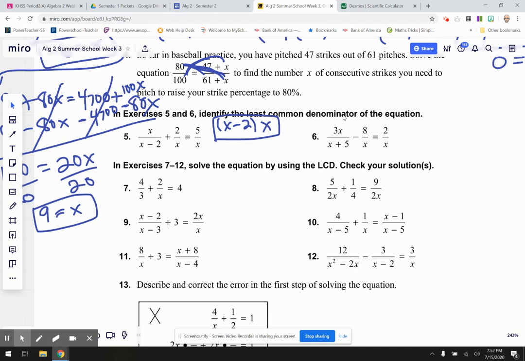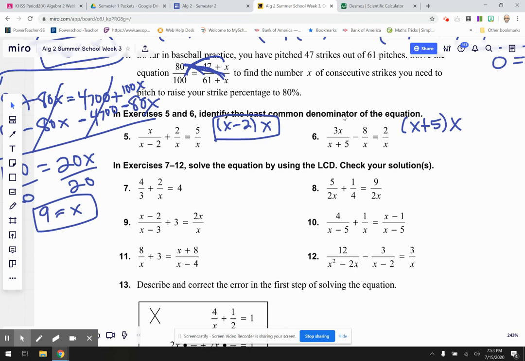In number 6, I need an x plus 5 to cancel out this denominator. And I need an x to cancel out the other denominators. So x plus 5 and just x.